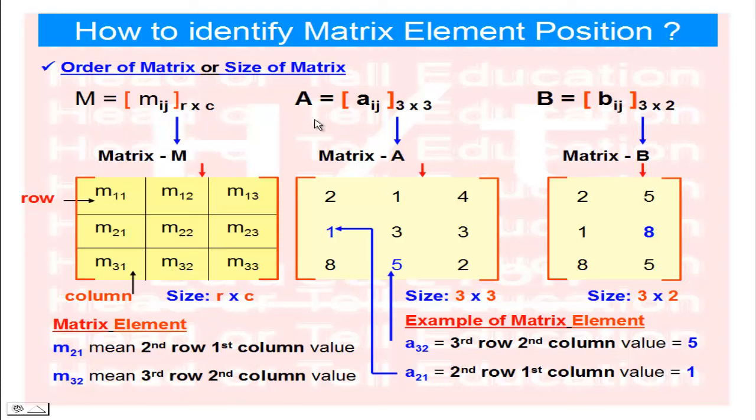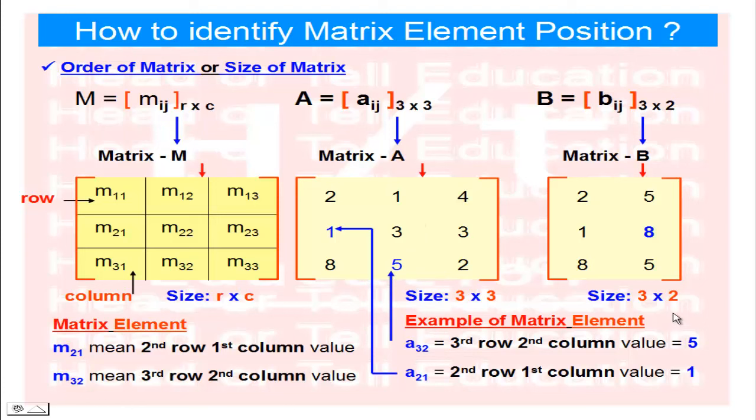Now we check with matrix example A. This is 3 rows and 3 columns, so the size is 3 by 3. If we check what the position of 1 in the matrix is, we go to A21. A21 means the second row, first column, and the value is equal to 1. Next, one more example: what is the position of 5? The position of 5 is A32, meaning the third row and second column.